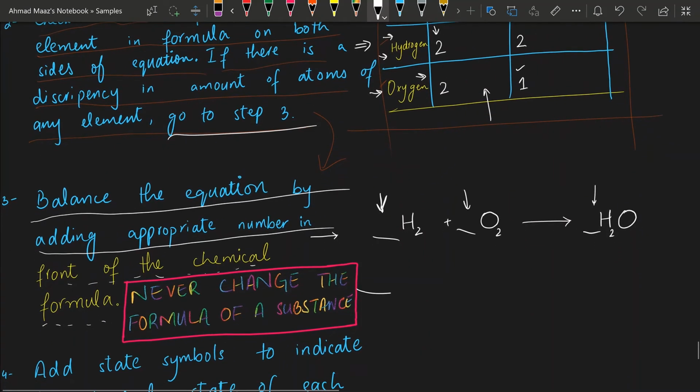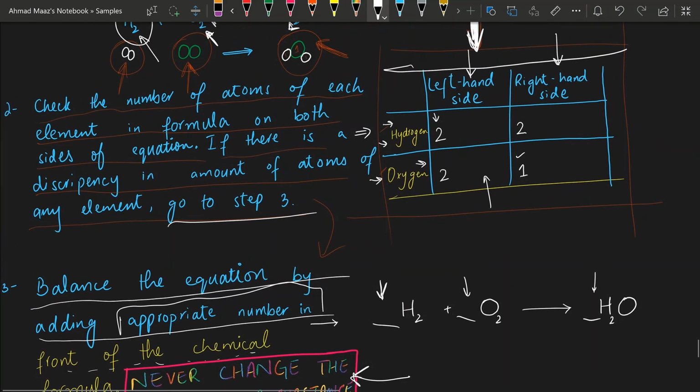Alright, never change the formula of a substance. If you add 2 over here, I've already told you, it changes the formula. It is not water anymore. It is hydrogen peroxide. Similarly, if you change O2 to O3, then it is not oxygen anymore. It is ozone. So it is not allowed that you change the subscripts once the chemical equation is written.